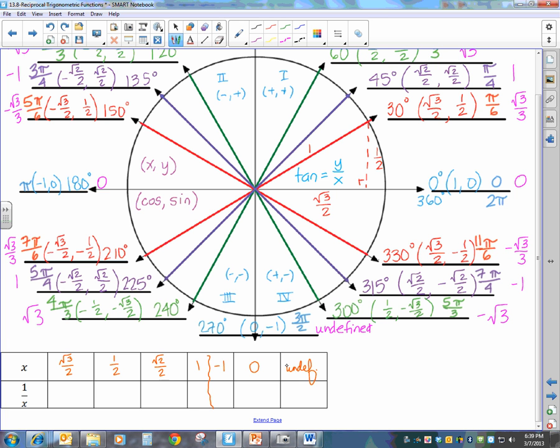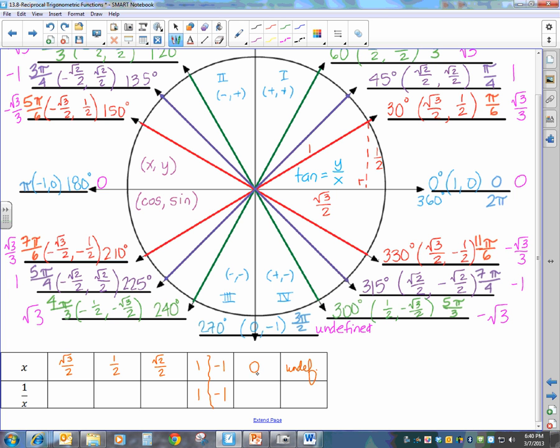So let's talk about the easiest one first, and that would be 1. According to my chart, this is my x value. And in this row, I'm going to put the reciprocal, or 1 over the value. So 1 over 1 is 1. And I wanted to point out that the negative stays with it. So if your original number is negative, your reciprocal will be negative also. So the reciprocal of 1 is 1. The reciprocal of negative 1 is negative 1.